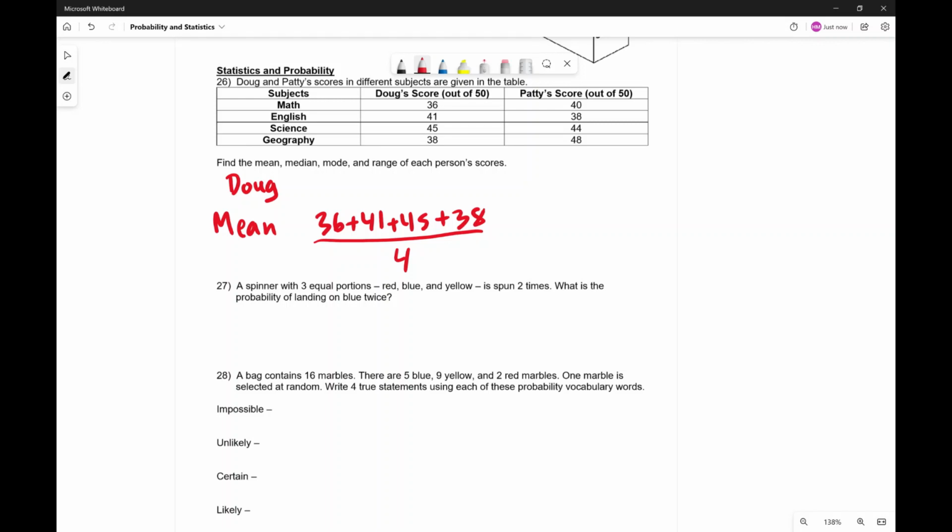36 and 41 make 77, and 45 and 38 make 83. 83 plus 77 will give us 160. And if we take 160 and divide it by 4, we will get 40. So Doug's mean is 40.